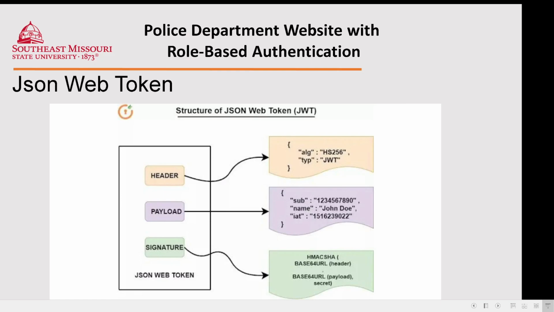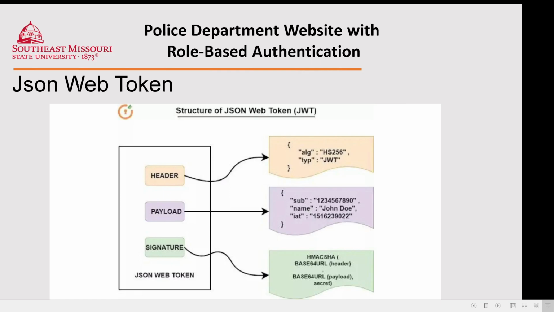Also, I would like to talk a little bit about JSON Web Token. The JSON Web Token structure is divided into three parts: header, payload, and signature, separated from each other by using the dot. The header contains two parts: the signing algorithm being used and the type of token, which in this case is mostly JSON Web Token, JWT.